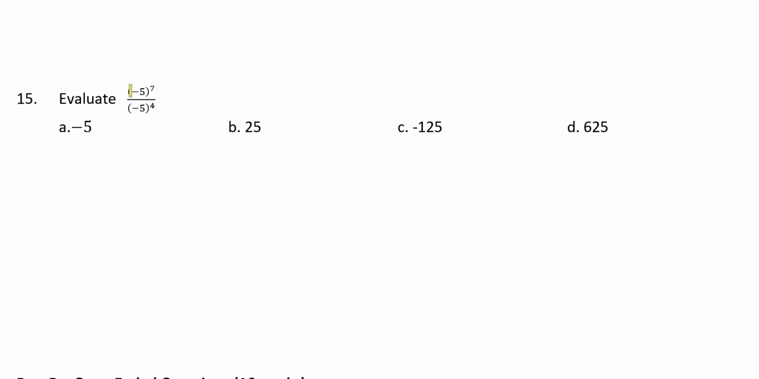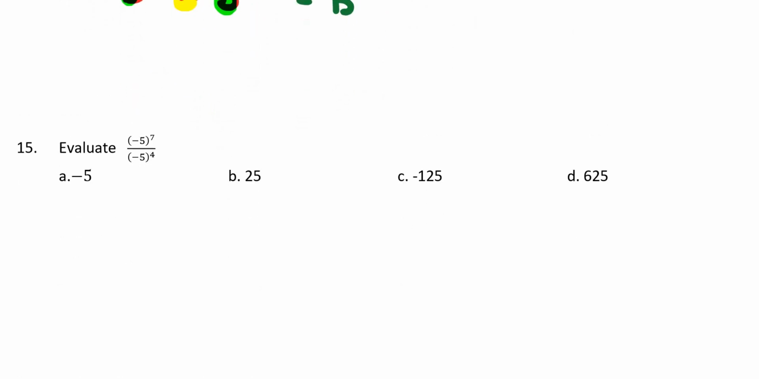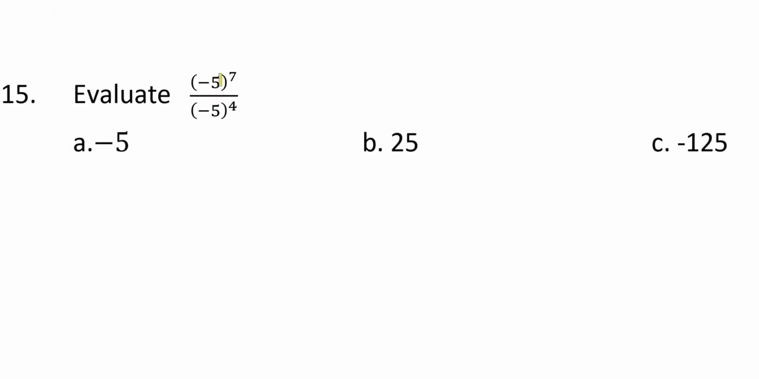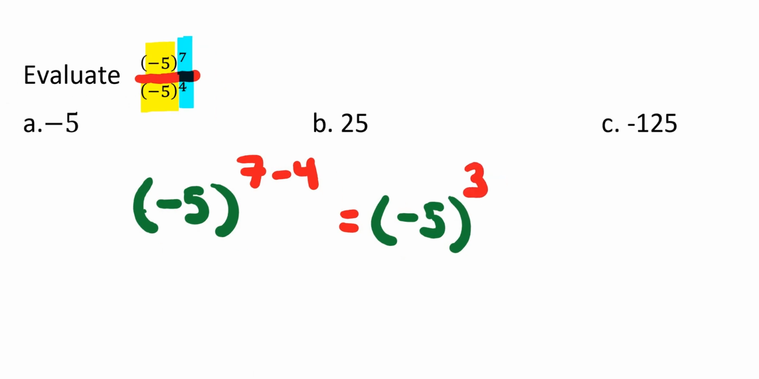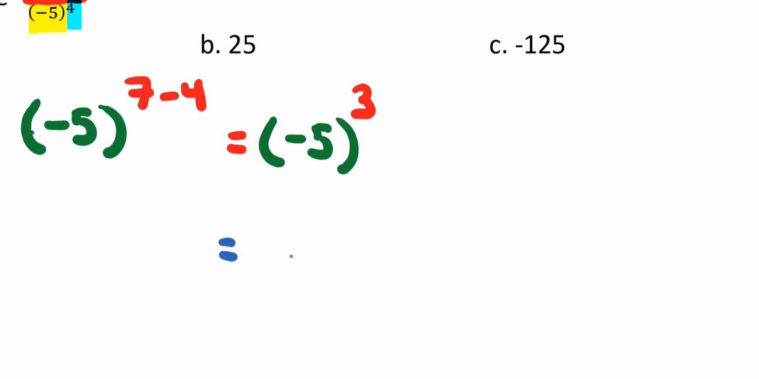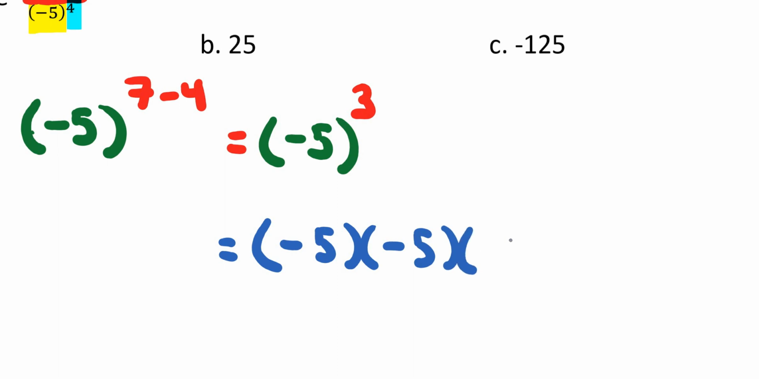Okay, for question number 15, I'm just going to blow this up. For number 15, I notice that the bases here and here are the same. And if the bases are the same and you're dividing, you need to subtract the powers, right? So the base here is going to be negative 5, and you are subtracting the powers, so 7 minus 4. If we do that, we have negative 5 to the power of, well, 7 minus 4 is going to be 3. Now for this question, to finish this off, I would just expand this. If you're not sure what the final answer is, just always expand using your power rules.